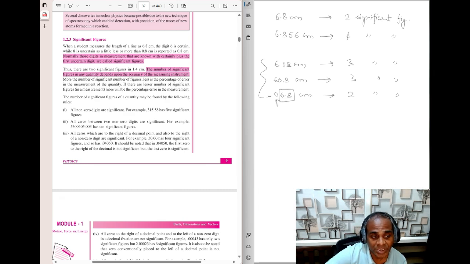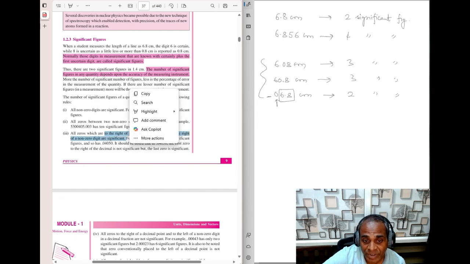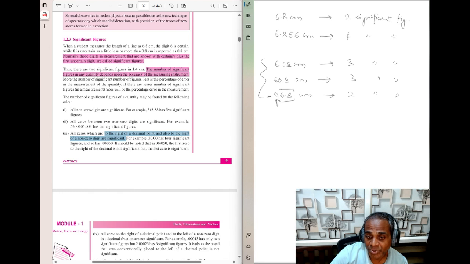Now rule number 3 says all zeros which are to the right of a decimal. Earlier we were discussing non-zero digits and zeros between them. Now, zeros to the right of a decimal point and also to the right of a non-zero digit are significant. For example, instead of 6.8, I write 6.80 centimeters. Now this zero is to the right of the non-zero digit, therefore it is considered part of the significant figures and therefore I have three significant figures.